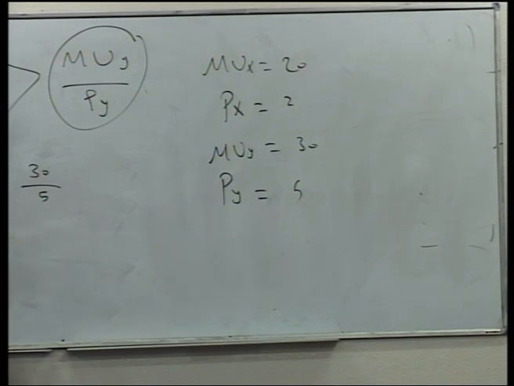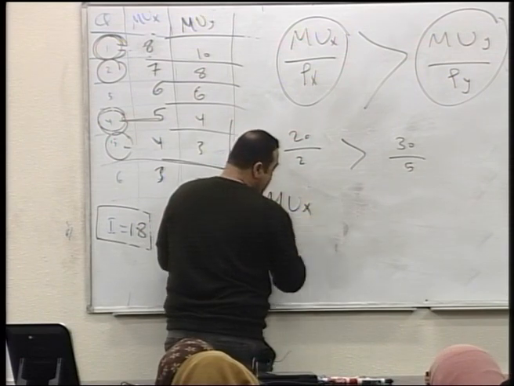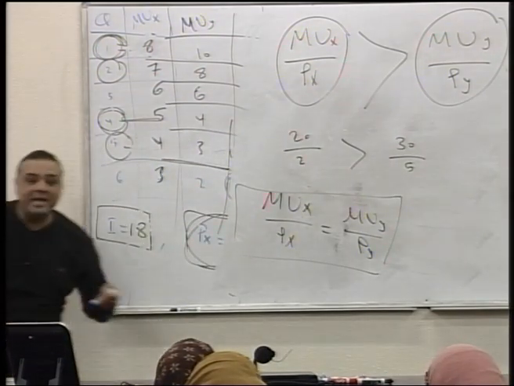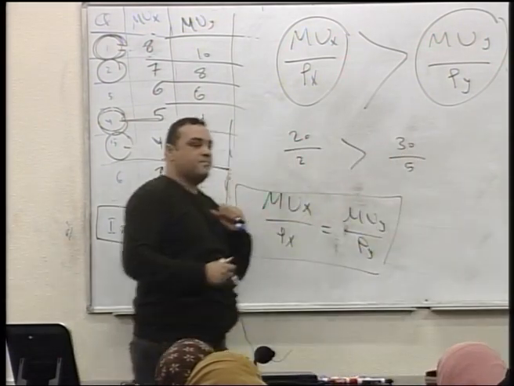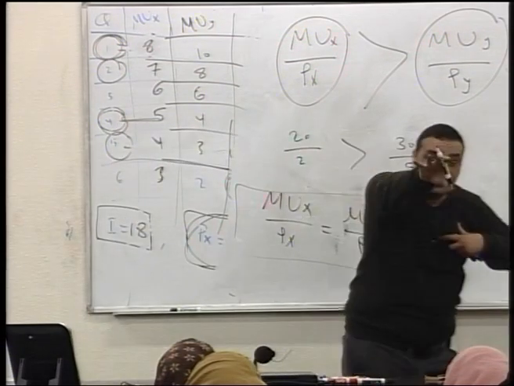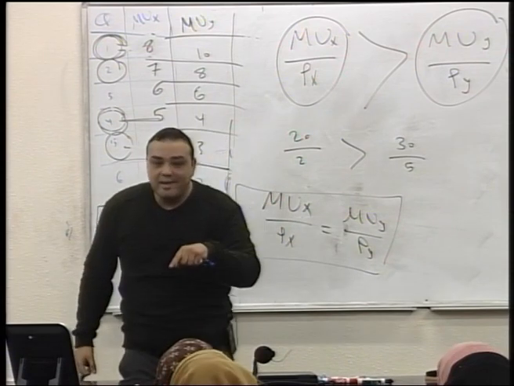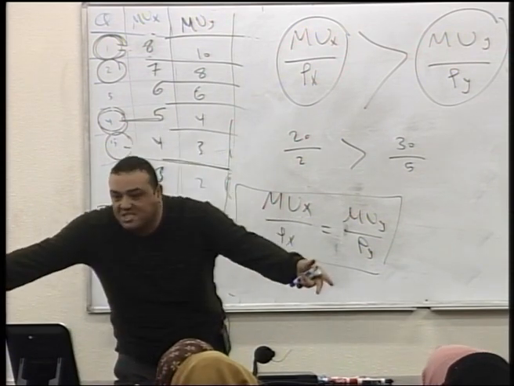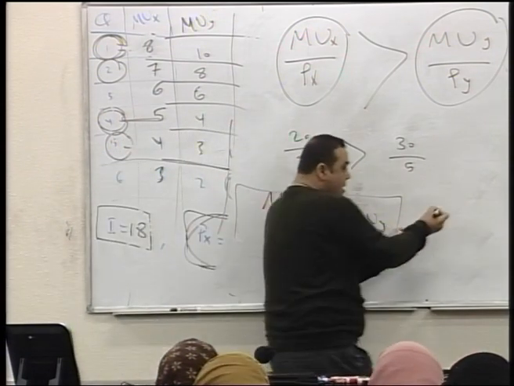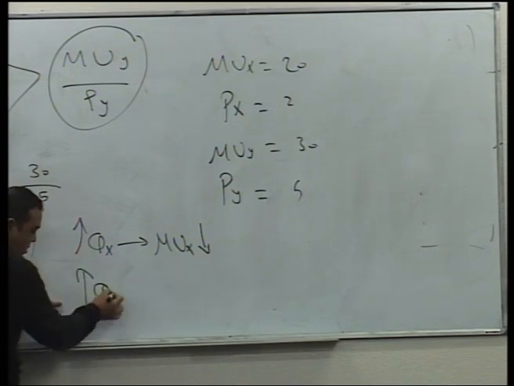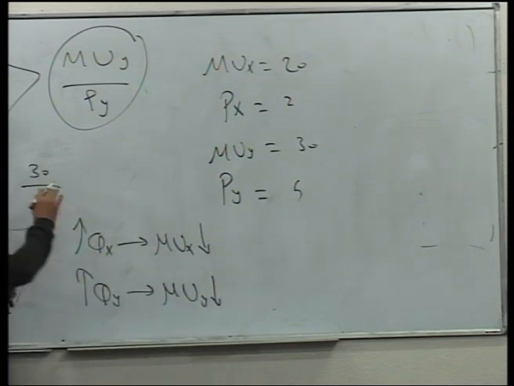What shall we do to achieve the first condition, MUX over the price of X equals MUY over PY, the first order condition? How can we reach this condition? Increase the price of X? No, no, no. I'm the consumer, not the producer. As a consumer, I have to control the marginal utility by making changes in the quantity consumed of X or Y. We say that as the quantity of X goes up, the marginal utility of X goes down, and as the quantity of Y goes up, the marginal utility of Y goes down, and vice versa. There is a negative relationship between the quantity consumed and the marginal utility.